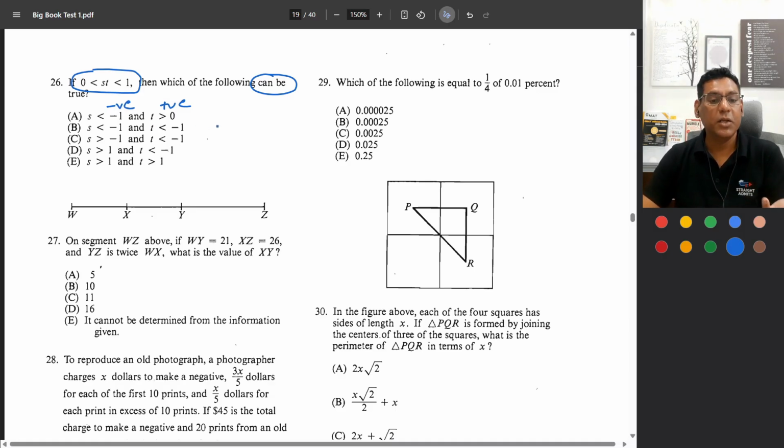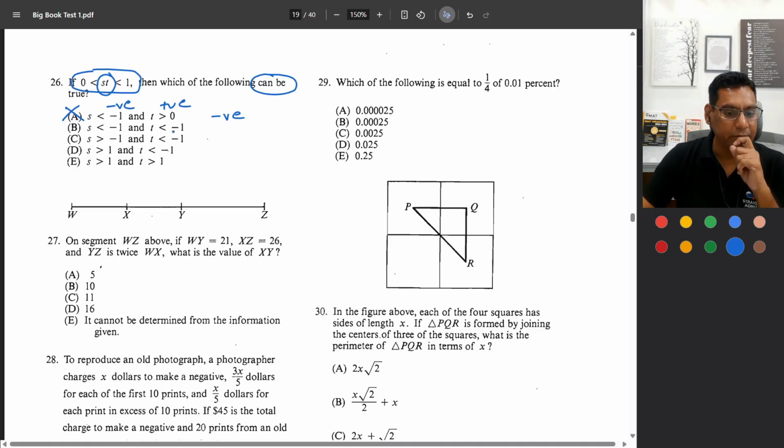No. Why? Because st is going to be negative in that case. Correct. Whereas I want st to be positive as per the given information. So this is not possible. Okay. Let's look at this. S is negative. T is also negative.